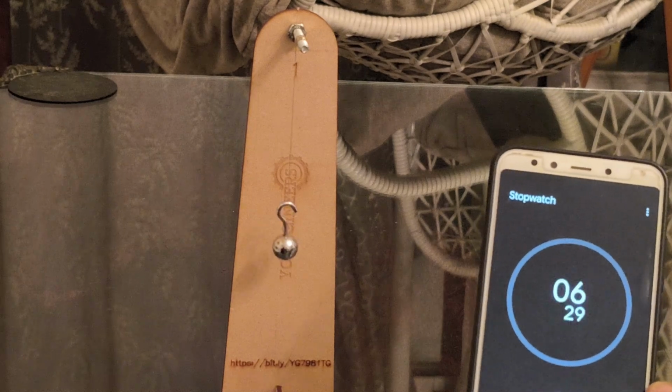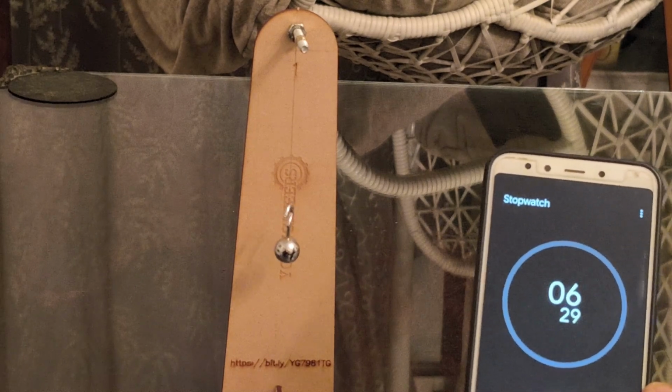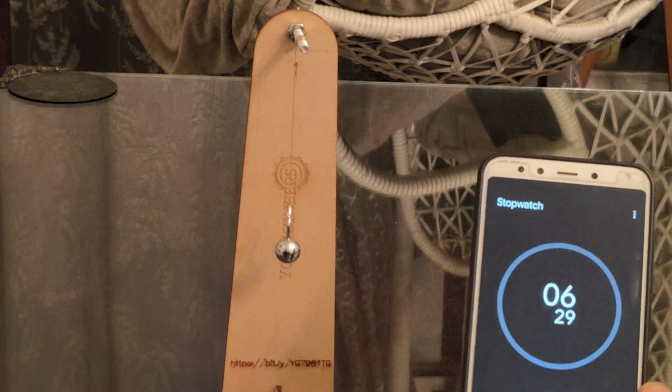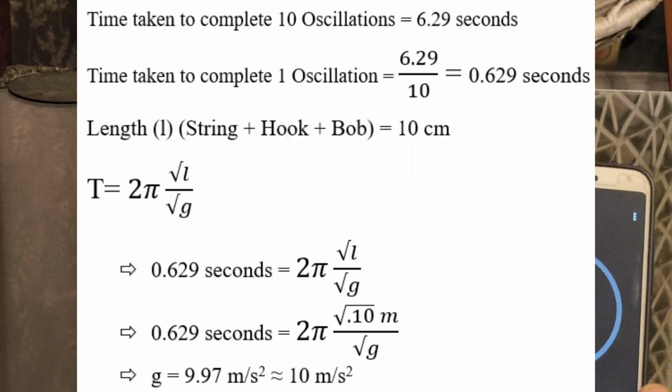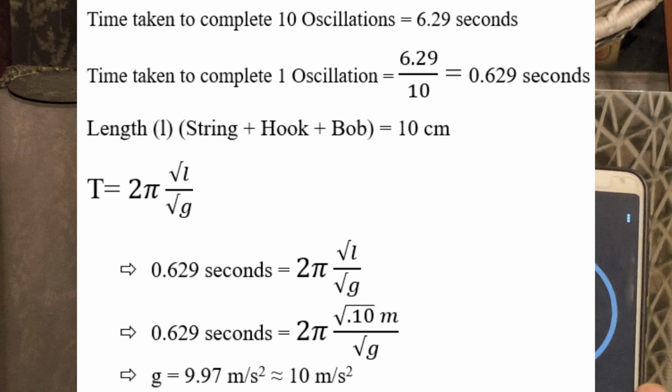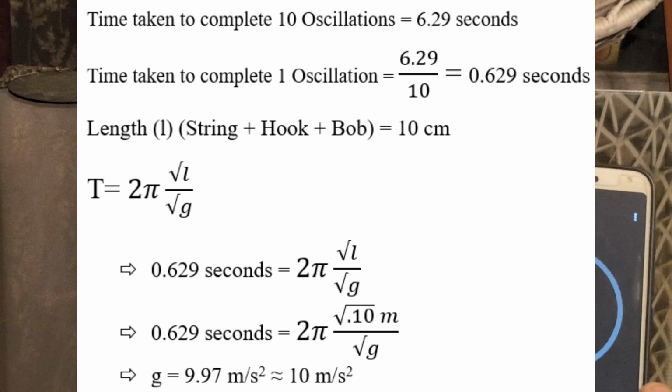So we can draw a conclusion from this experiment that when we reduce the length, the time period also reduces. And we'll do the same calculation to find out the acceleration due to gravity, and you can see the same on the screen over here, and you'll notice that in both the cases you get the same or almost similar value of small g. I hope you liked the video.